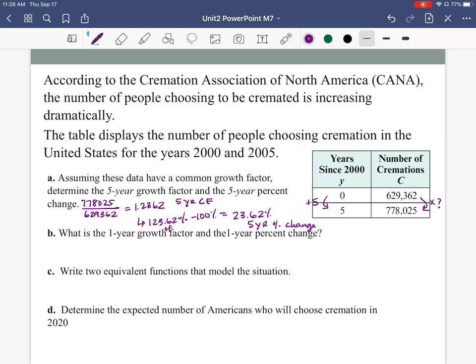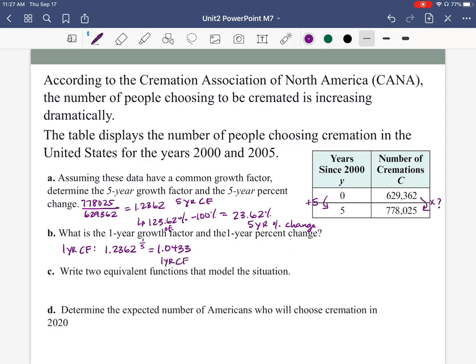All right, part B. So what is the 1-year growth factor and the 1-year percent change? So we have our 5-year factor. And on the last slide, we really just talked about how to find the smaller change factor. In order to do that, we don't want to go 5 years, we want 1 year. So to get our 1-year change factor, we would need to take 1.2362 to the 1/5 power, right? We only need a fifth of that 5-year factor. That's going to get us 1.0433 as our 1-year change factor.